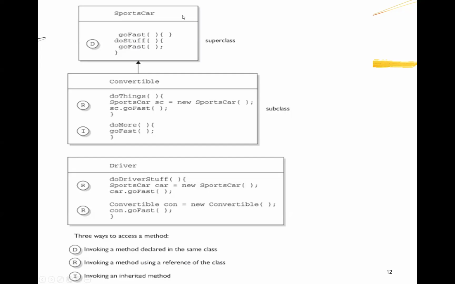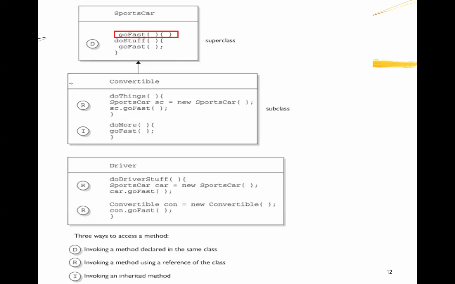Then the SportsCar class has a method called goFast. This is the method, right? Inside the goFast method, you have doStuff. Okay, no, goFast method is a separate one, no? Yes, goFast is a separate method because you open the brackets and close it. And you have another method called doStuff.